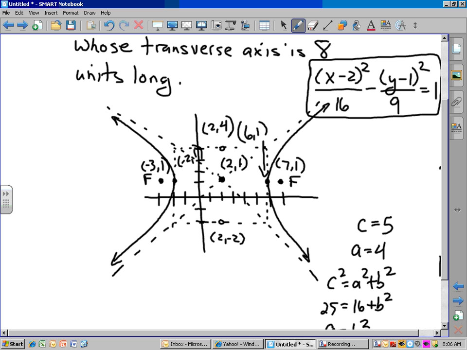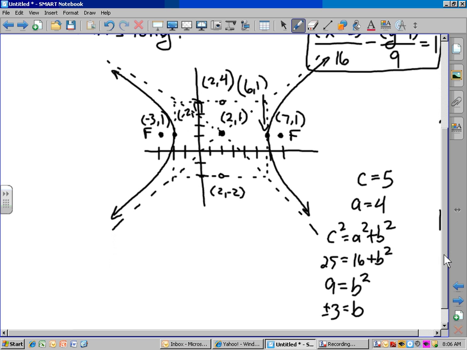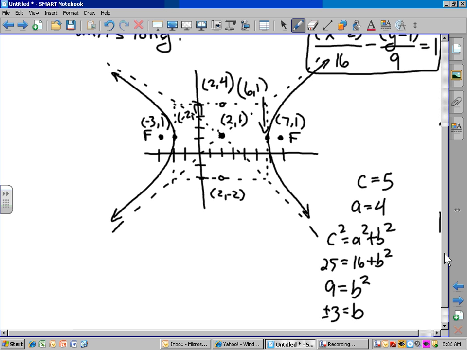What's that? A over B. How do you find slope? Change in y over change in x, right? Our vertical distance, is that A or B? B. Horizontal distance is going to be A. It's actually going to be B over A. So what's our B? 3. What's our A? 4.